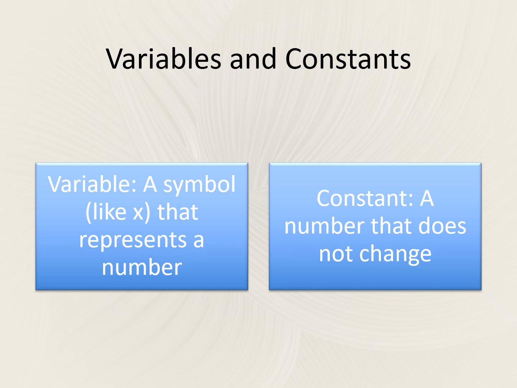A variable is a letter that stands for a number we don't know yet. The value of a variable can change or be replaced with different numbers. A constant, on the other hand, does not change. It will always stay the same in a problem. Together, variables and constants help build algebra expressions.